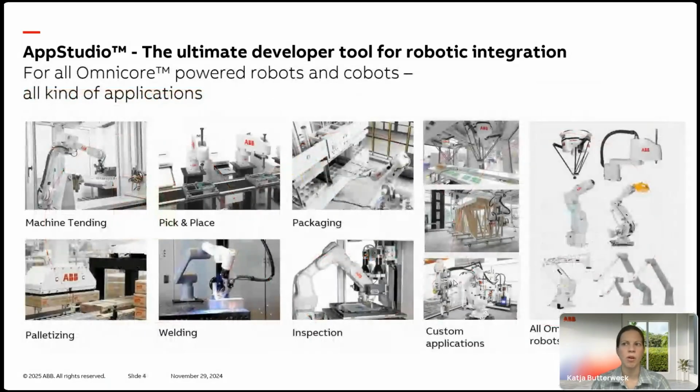AppStudio works with all OmniCore powered robots and cobots, so basically all the robots next year and most of the robots this year. We are basically phasing out our IRC5 controller right now. And it's also open for all kinds of applications, from machine tending, via packaging, welding, but then also very, very custom applications. So it's really a tool on a platform level, supporting all our robots and all applications.